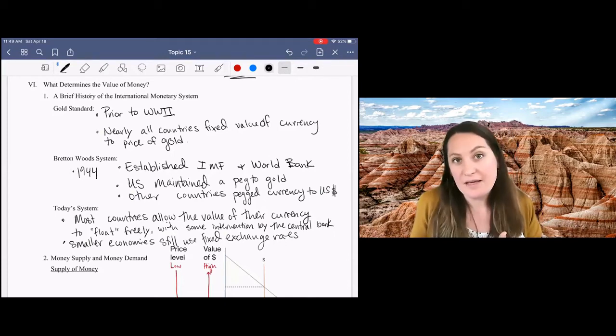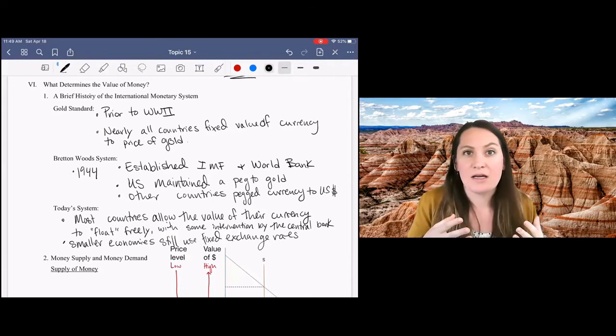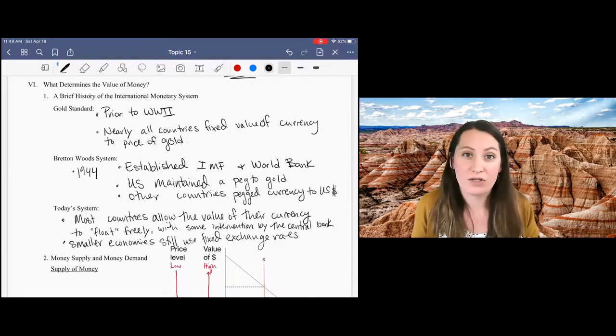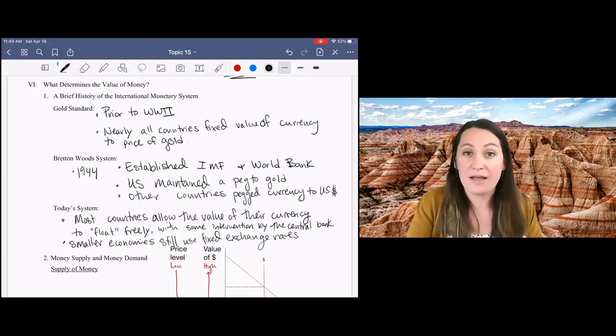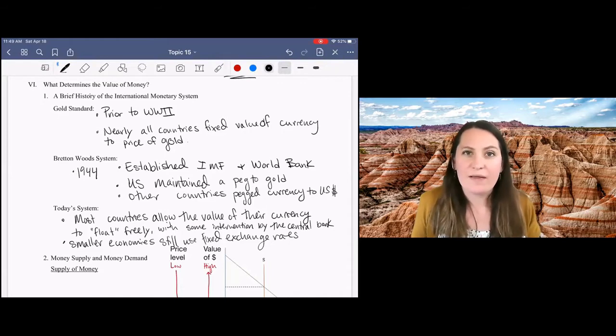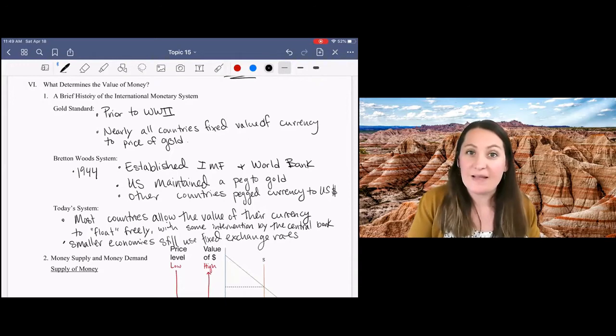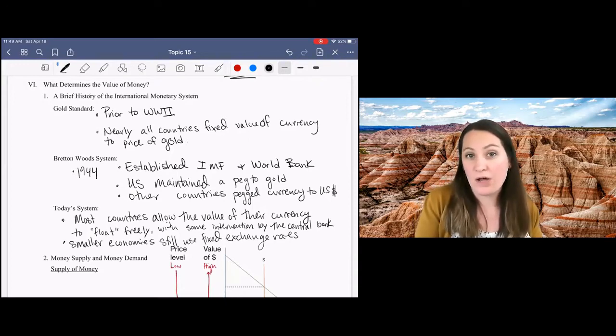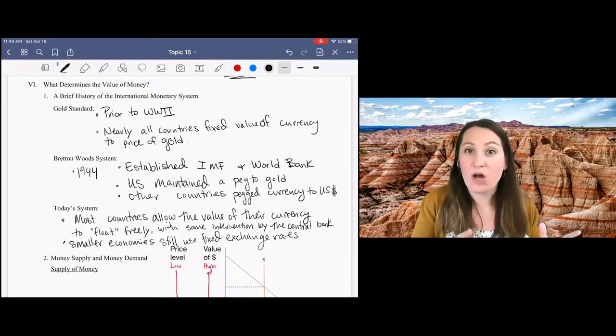So in order to maintain those currency pegs, the countries would have to buy and sell gold and dollars on the market in order to maintain that value. And this is quite expensive to maintain because the government is going to have to be buying and selling gold on the open market in order to constantly maintain this set price.